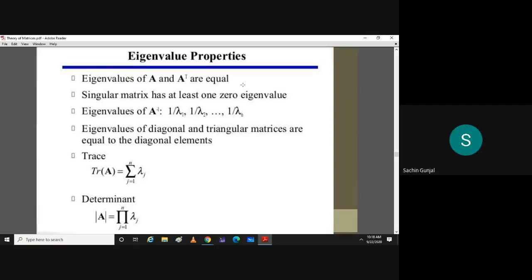Sir, in the determinant one, is that pi-like symbol for addition? No. That symbol is for addition, and this pi is for product, continuous product. That means lambda 1 into lambda 2 into lambda 3 into lambda n. This is product.